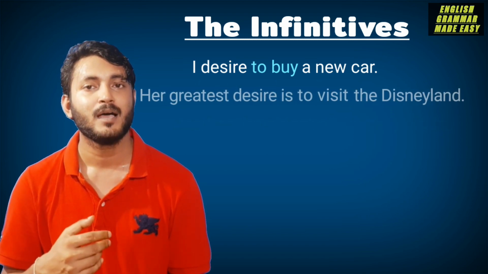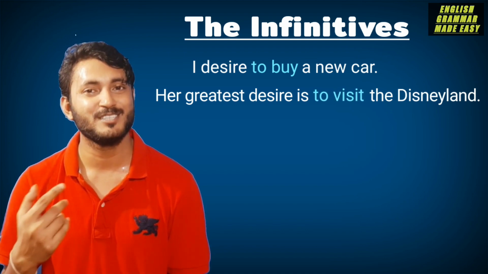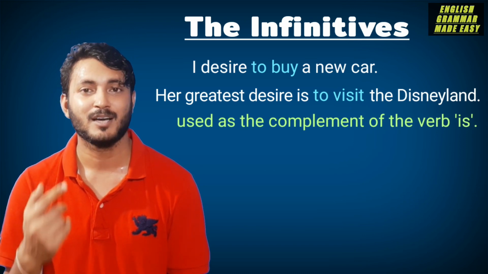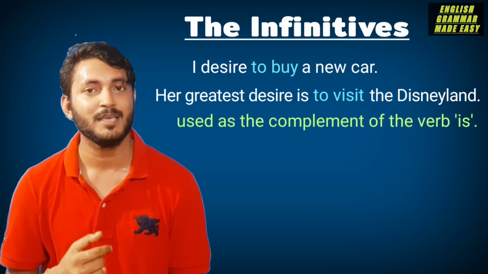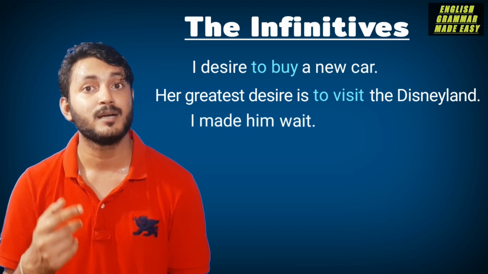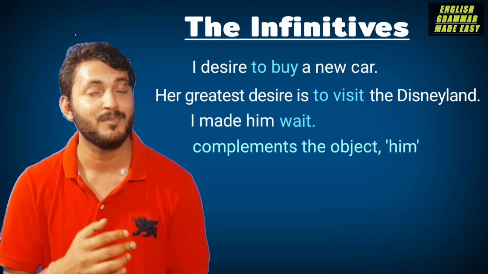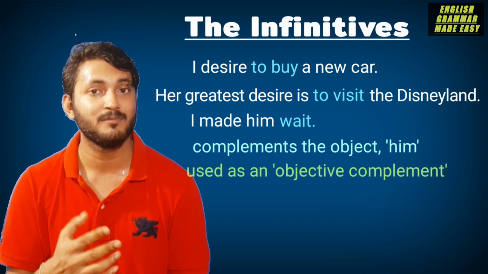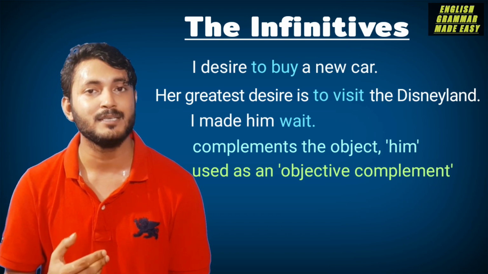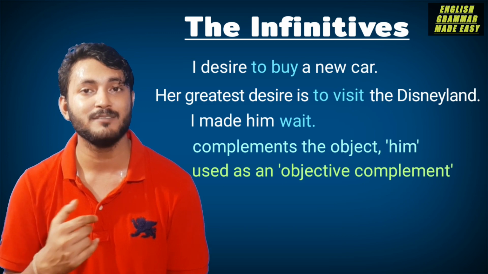If I say her greatest desire is to visit the Disneyland. To visit is our infinitive used after the be verb is, so it is a complement of the verb is. Okay, if I say I made him wait, here our infinitive is wait. It is written after him. Him is the object of the verb made. Here him is the object, so wait is our infinitive that is complementing that object. So it is used as an objective complement.